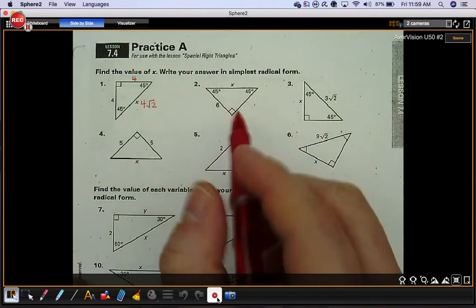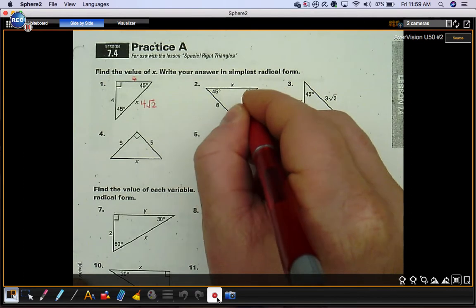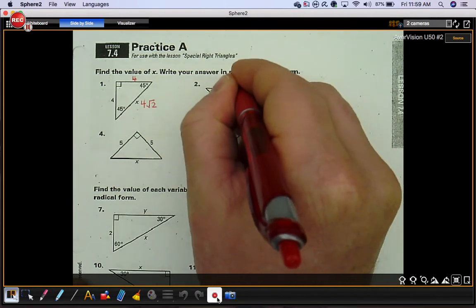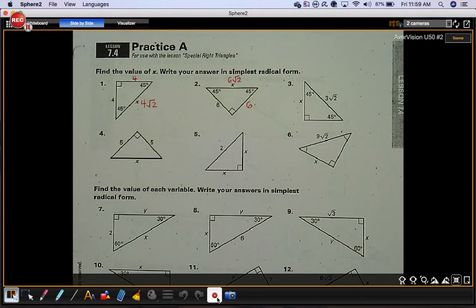Number 2, same type of problem. If you know one leg is 6, the other leg is 6, the hypotenuse is 6 square root of 2. That's how fast we want to know those answers.